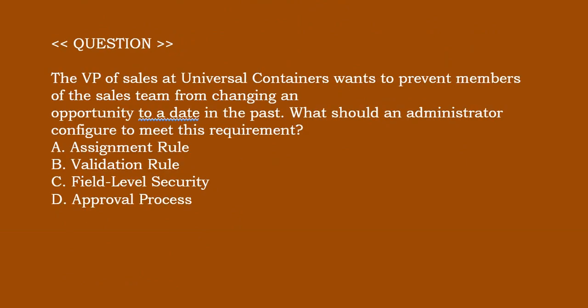Next one. The VP of the sales at Universal Containers wants to prevent members of the sales team from changing an opportunity to a date in the past. What should an administrator configure to meet this requirement? Option A, assignment rule. Option B, validation rule. Option C, field level security. Option D, approval process.